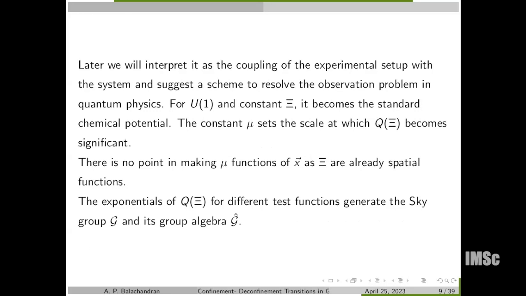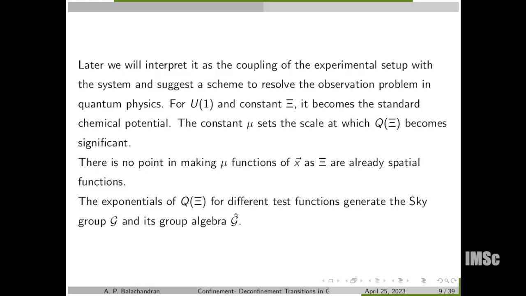As I said here, later I will interpret it as a coupling of the experimental setup to the system. It's a model, maybe wrong. It will also provide us with a model for how experimentally we extract information from nature.